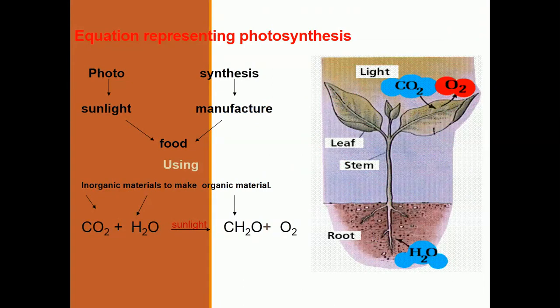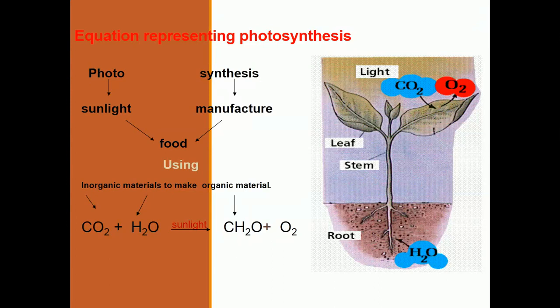Equation representing photosynthesis. Photo means sunlight or light. Synthesis means manufacture. So what is manufactured in the presence of sunlight? It is food. So how is this food manufactured? It uses inorganic material such as carbon dioxide and water to make organic material, that is the glucose, and at the end oxygen is given up. So this is an equation showing the process of photosynthesis.